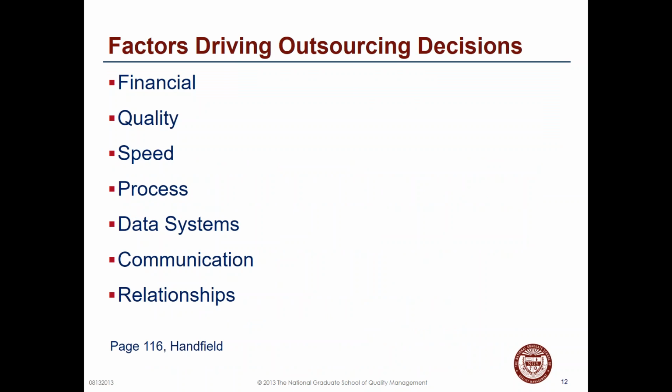So there's a lot of factors that drive outsourcing decisions, and I just mentioned technology. Here on this slide, there's a few. This is nowhere near the amount. If you read Hanfield on page 16, there's all kinds of factors besides financial: quality, speed, process, data systems. You've got cost savings that you might be looking at, right? You're trying to lower your overall cost of a service to the business, right? It might be so that you could be more competitive with a better competitive rate.